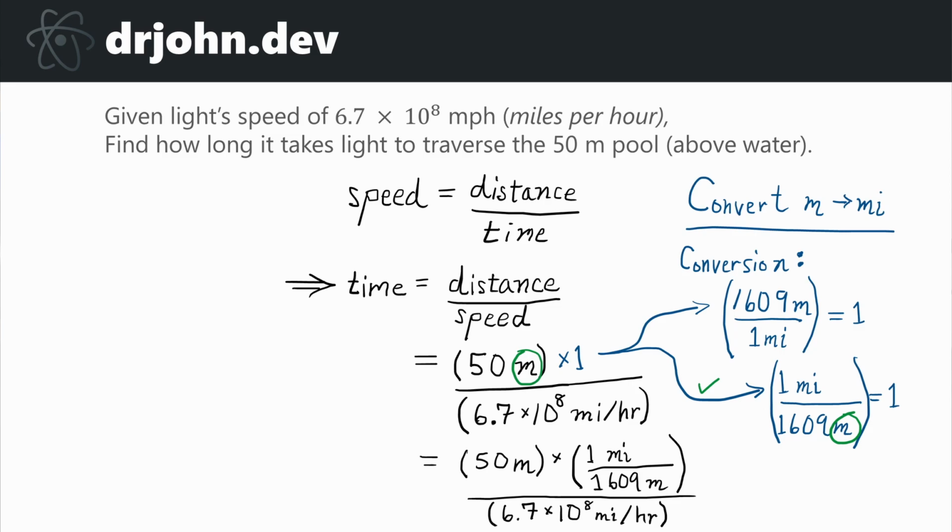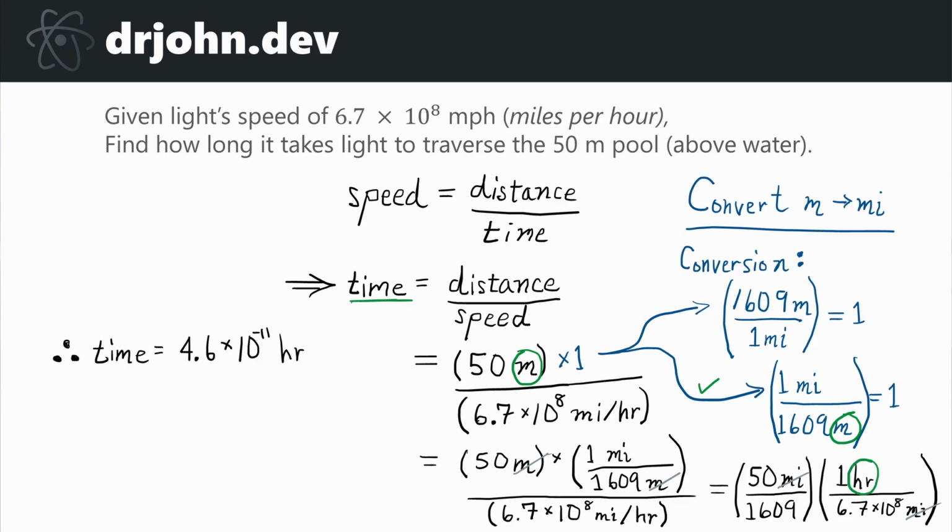And after substituting this in and simplifying the fractions, we see the only unit that remains is the time unit of hour in the numerator. This is exactly what we were wanting to find in the first place: time. So we know we were on the right track and we can be confident about our answer.